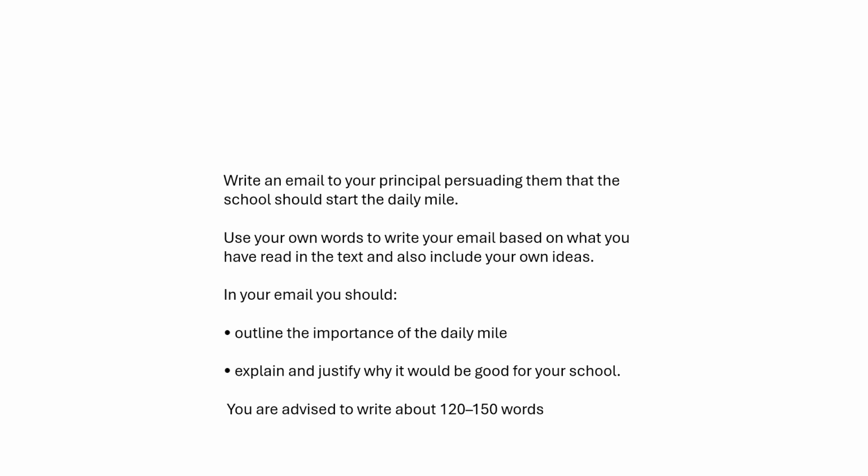In this case, it's an email to your principal persuading them that the school should start the Daily Mile. Use your own words to write your email based upon what you've read in the text, and also include your own ideas. In your email, you should outline the importance of a Daily Mile and explain and justify why it would be good for your school. In this task, you are advised to write about 120 to 150 words, which isn't a great deal.